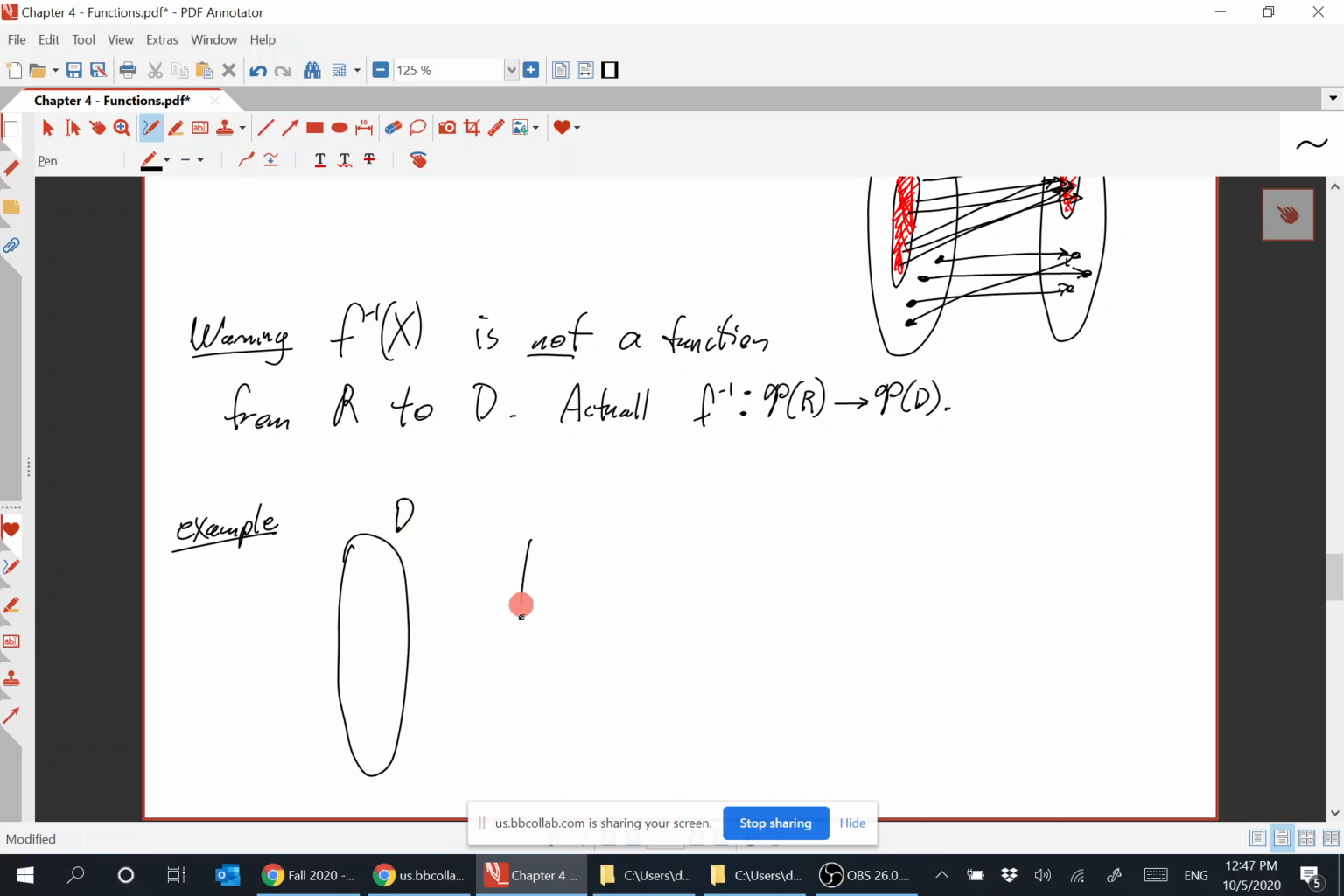So, for example, here's a domain, here's a range. 1, 2, 3, 4, 5, 6. And A, B, C, D. We'll say 1 goes to A, 2 goes to A, 3 goes to B, 4 goes to C, 5 goes to A, 6 goes to B. All right, so that's F.